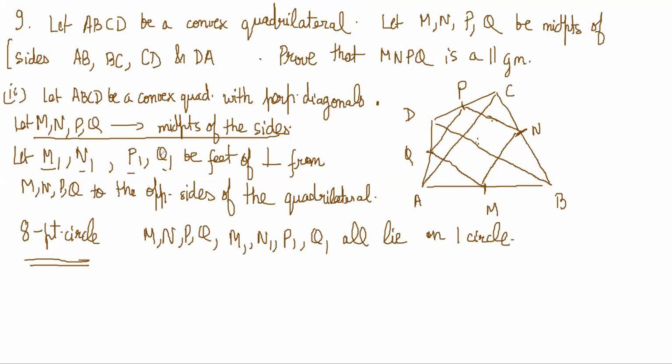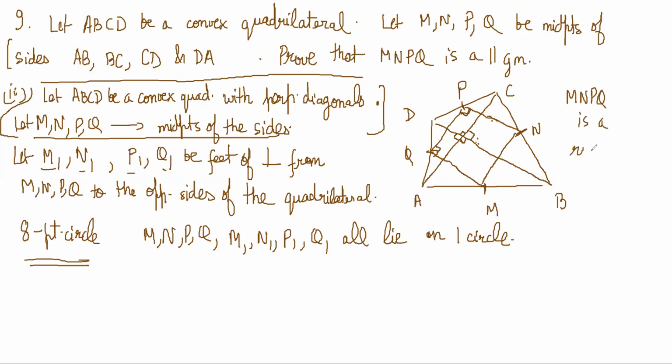Now think about it. What will MNPQ be in this case, with perpendicular diagonals? A rectangle. Yes, correct. It will be a rectangle because of 90 degrees. Basically the sides are parallel to the diagonals and the diagonals are perpendicular, so this angle becomes 90. Everyone agrees, no? So MNPQ is a rectangle in this case.